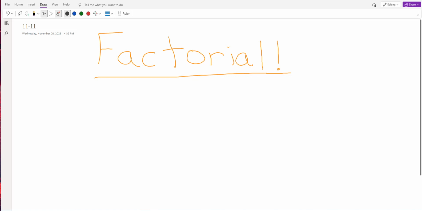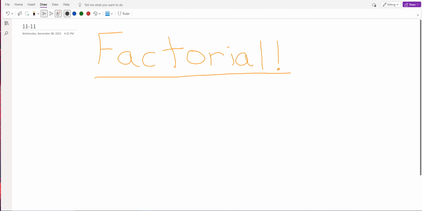So in today's video we're going to talk about the factorial function. And one easy way to define the factorial function is simply that it's going to be all of the positive integers up to and including that number multiplied together. And let's see what I mean by that.